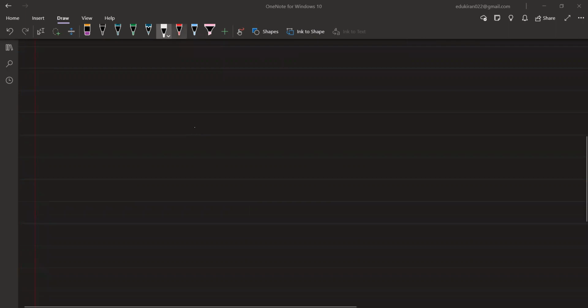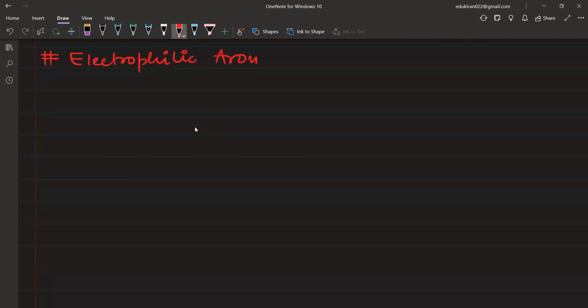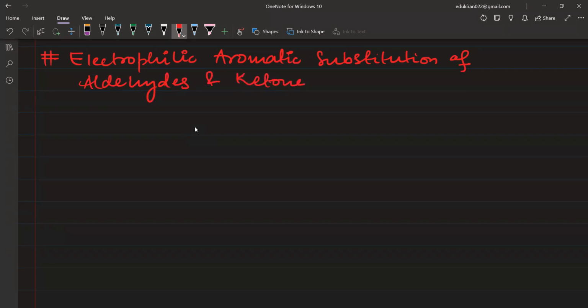Okay. Right, next. Electrophilic aromatic substitutions of aldehydes and ketones. So please write first of all the main point: these are deactivating groups, both the aldehyde group and the ketonic group. Both of them are deactivating and they are meta directing. So you're going to get only meta products.